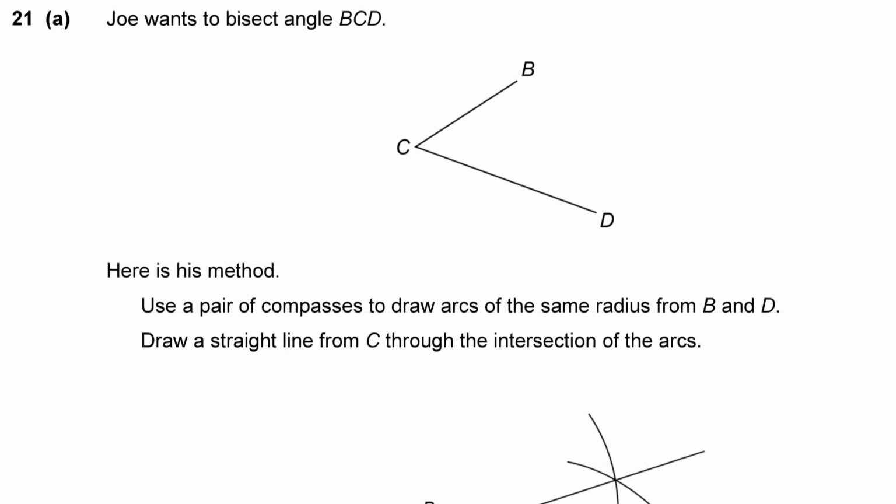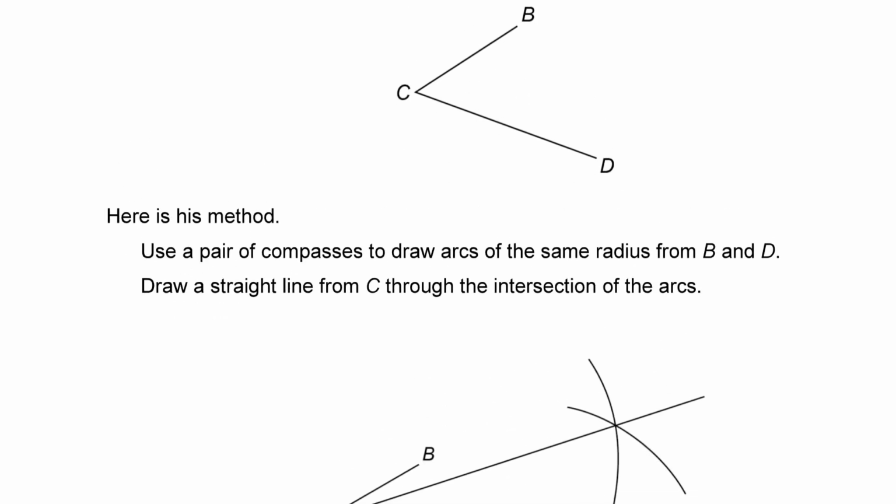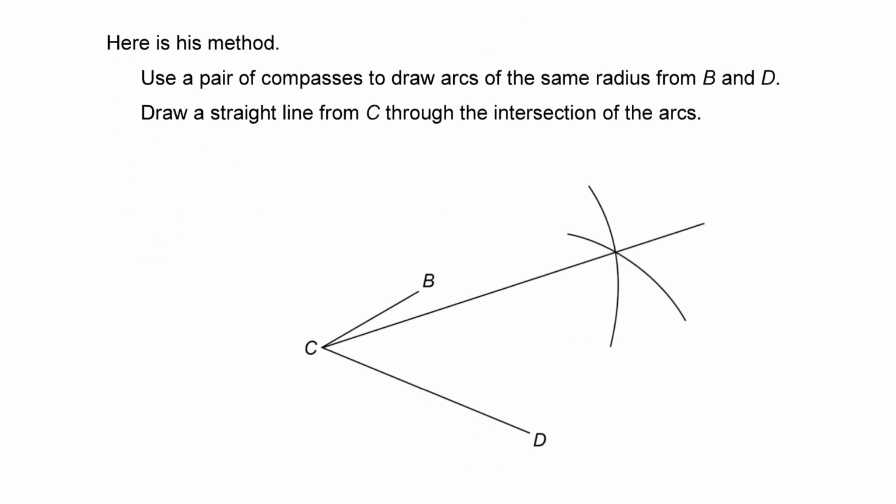Question 21A. Joe wants to bisect angle BCD. Here is his method. Use a pair of compasses to draw arcs of the same radius from B and D. Draw a straight line through the point C. So he's put the compass here and drawn an arc, and then he's put the compass here and drawn an arc, and unsurprisingly has not managed to correctly bisect the angle.